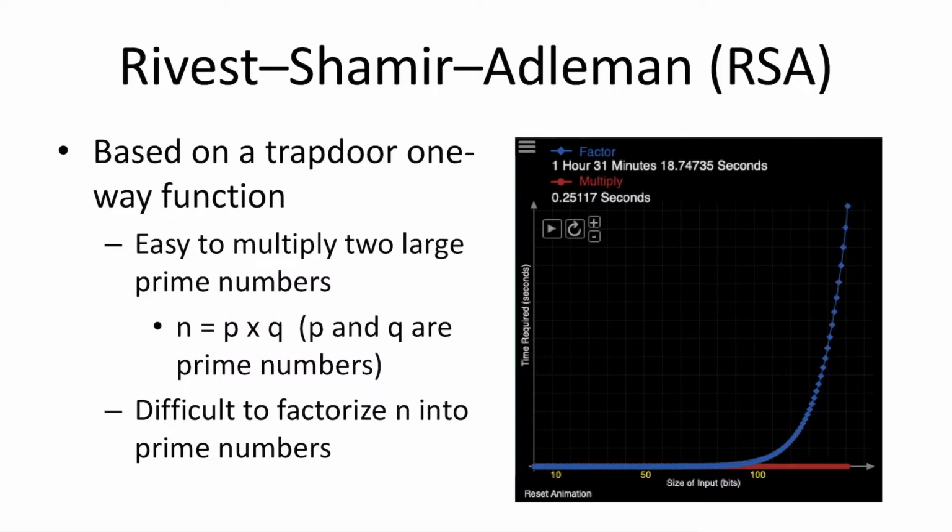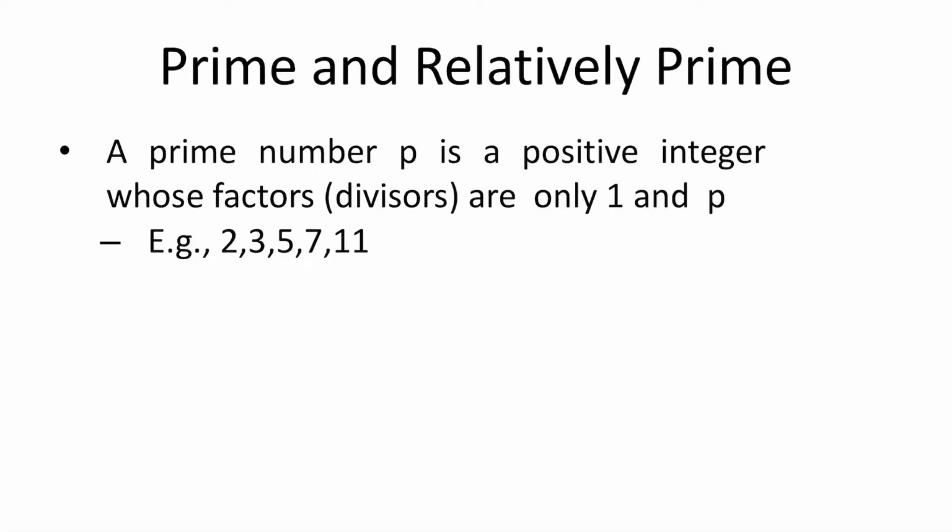And as you can see in this graph right here, as the size of numbers increases, the time required to multiply stays relatively the same, as you can see here in red. However, as the size of the number increases, the time required to factorize that number into large prime numbers increases exponentially. To understand the working of the RSA algorithm, let's first go through the related mathematical concepts that it leverages.